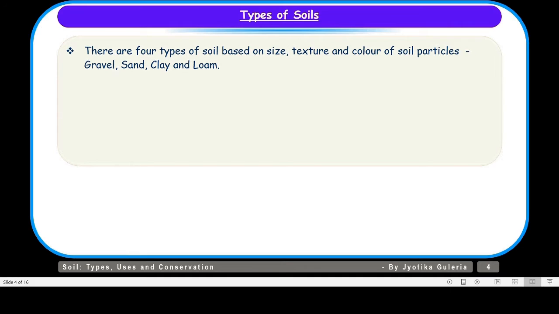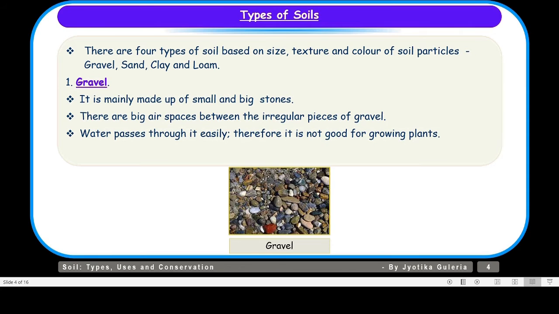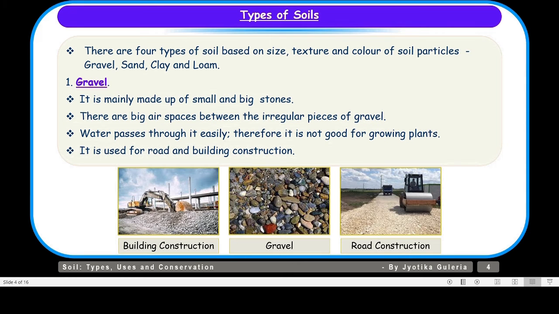Now let us take up the types of soils. There are four types of soil based on size, texture, and color of soil particles, and these are gravel, sand, clay and loam. First of all we'll talk about gravel. It is mainly made up of small and big stones. There are big air spaces between the irregular pieces of gravel. Water passes through it easily, therefore it is not good for growing plants. It is used for road and building construction.